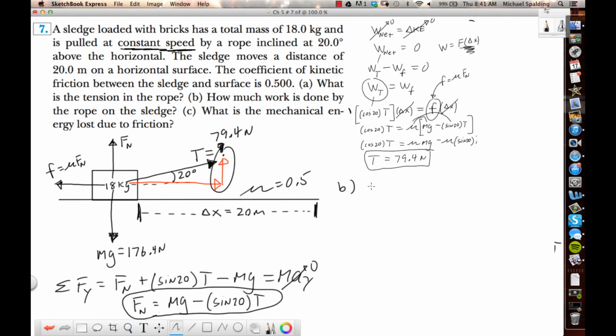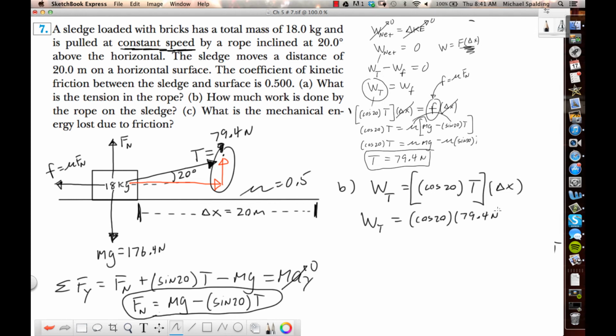So part B, finding the work done by tension, what are we going to do? Cosine 20t, right? Take the x component of tension and then multiply by the displacement. So the work done by tension is going to be cosine 20 times 79.4 newtons times the displacement, which is 20 meters. And this gives us work of tension equal to 1,492 joules.